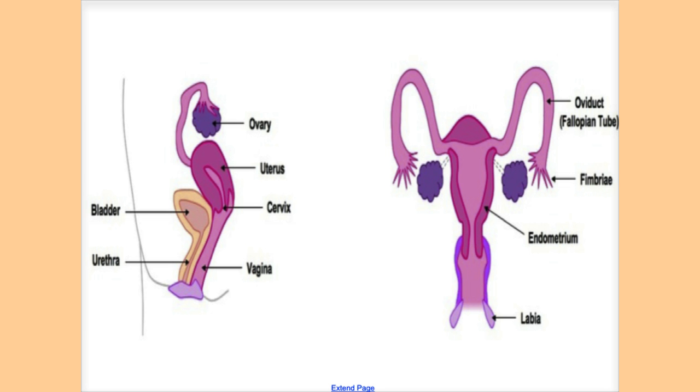So if you look at this, this is the side view, and here you have the ovary. This is the fallopian tube. We have the uterus here. Here's where implantation and the embryo will develop. This is the cervix, and this is the vagina.